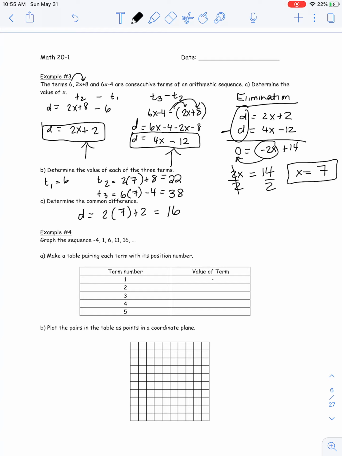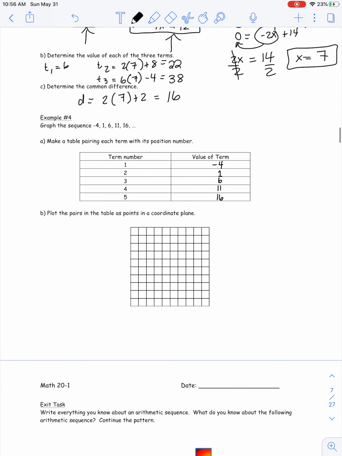So in example number 4, term 1 is negative 4. So what is in the first spot? What is in the second spot? What is in the third spot? What is in the fourth spot? And what is in the sixth spot? So they want us to plot these values onto our graph here.